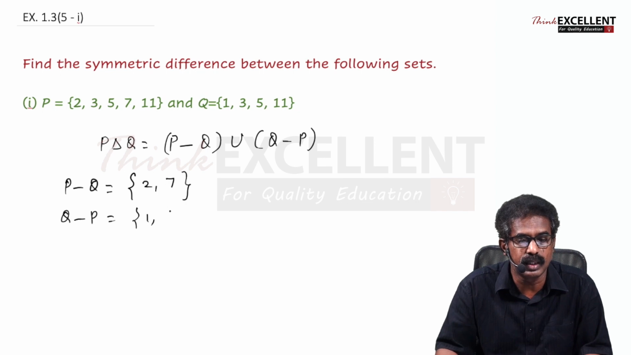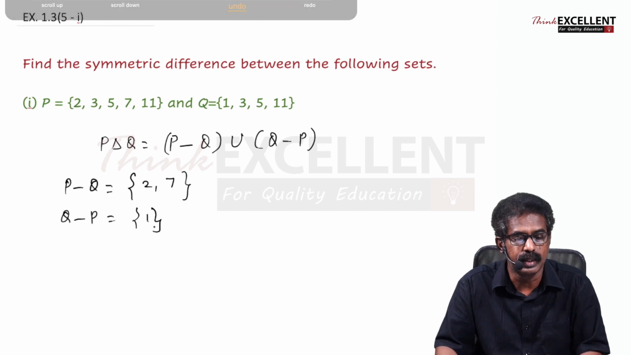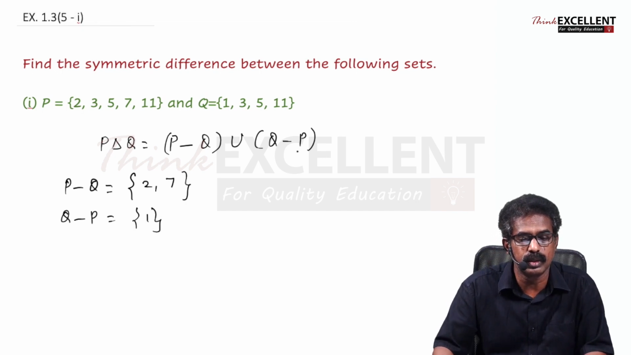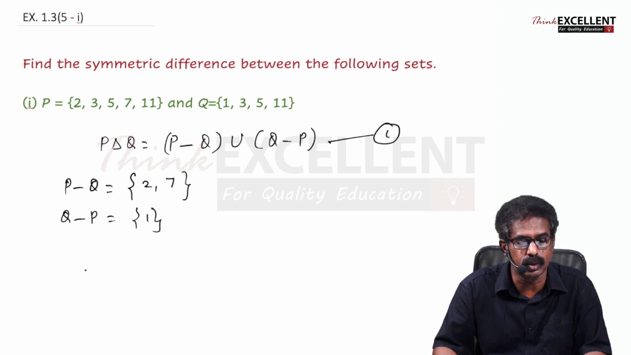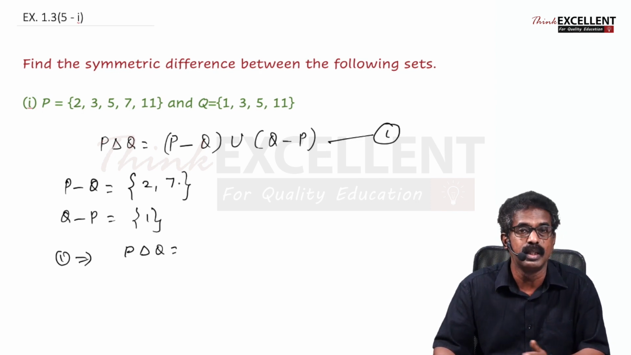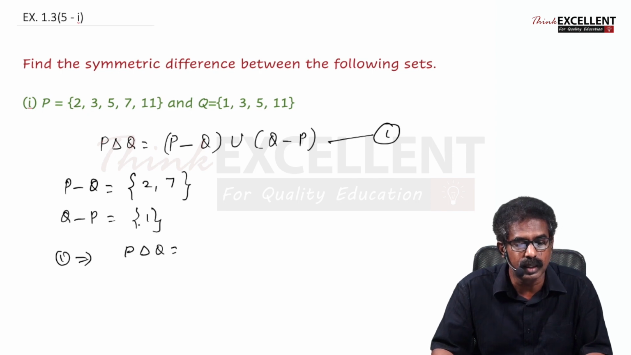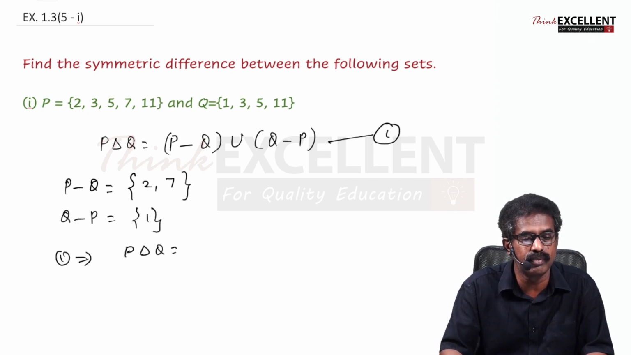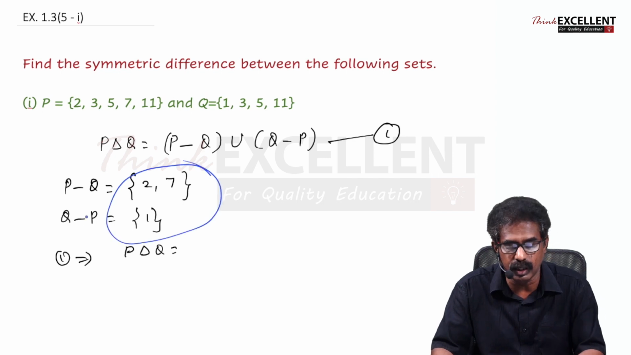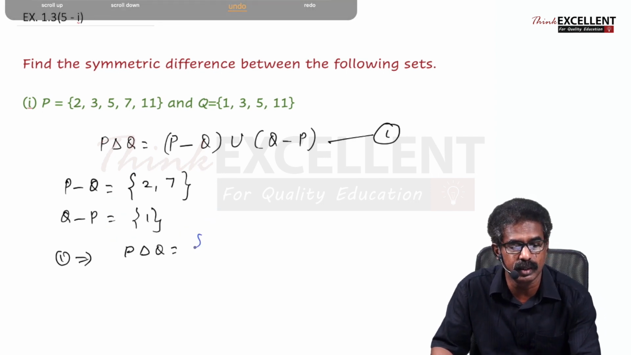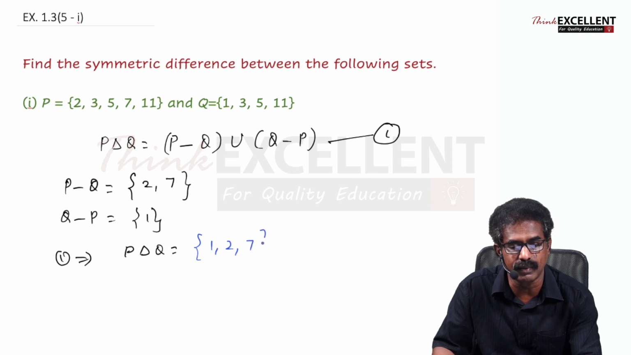3, 5, 11 you cannot take, right? Yes, only 1 is there. Now what do you have to do? Substitute in the first equation, right? So equation 1 becomes P delta Q is equal to the union of these two. So P minus Q got it, Q minus P got it. Take the union. What's the union? Write every element. So take the union of these two. So you will get 1, 2, 7, right? Your answer is 1, 2, 7. So this is P delta Q.